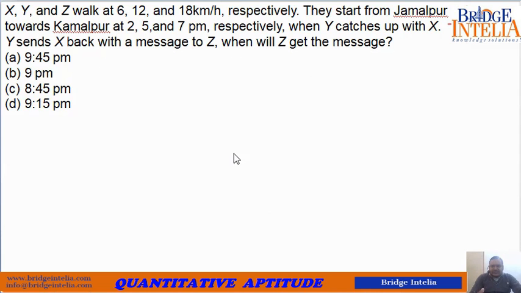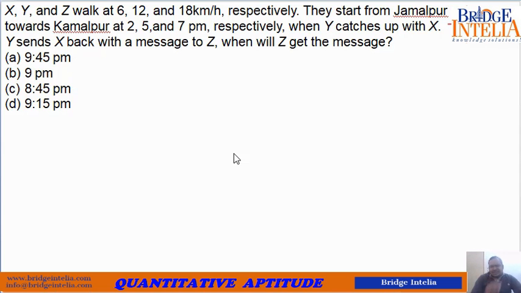So you can pause the video and have a look at the text of the question. The question looks lengthy, but it's very interesting, and when you solve it, it will become very easy. X, Y, and Z walk at 6, 12, and 18 kilometers per hour respectively.